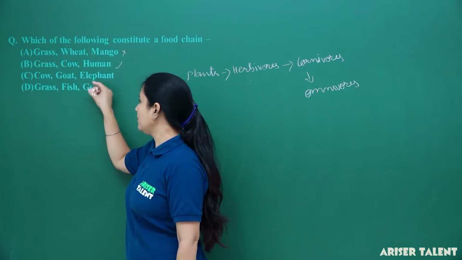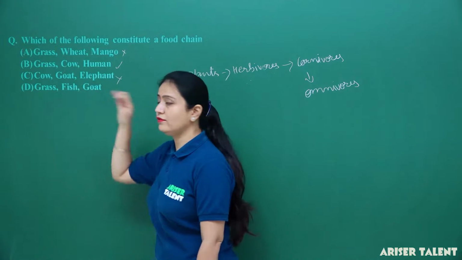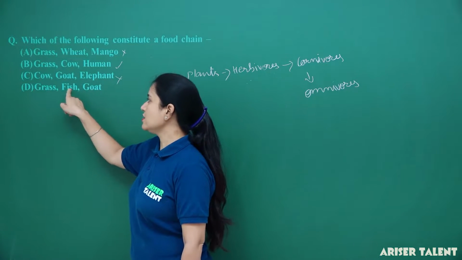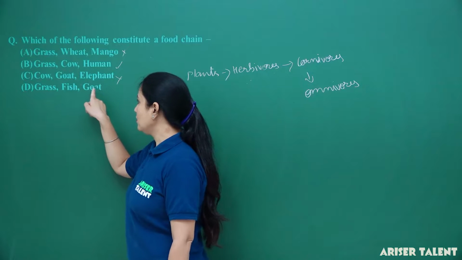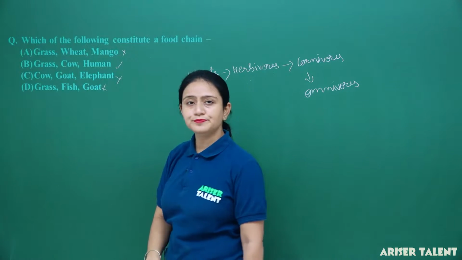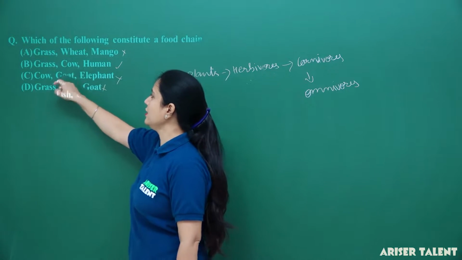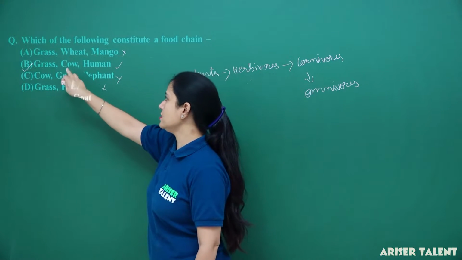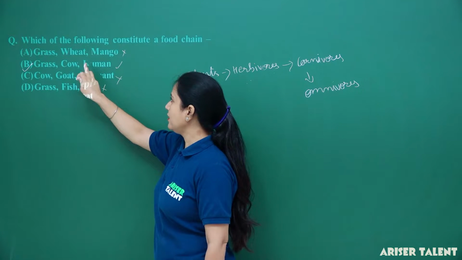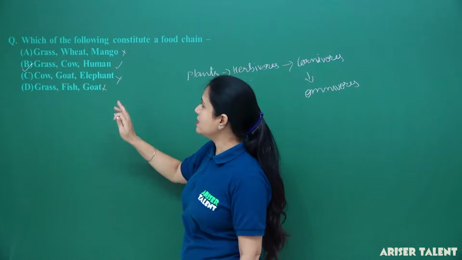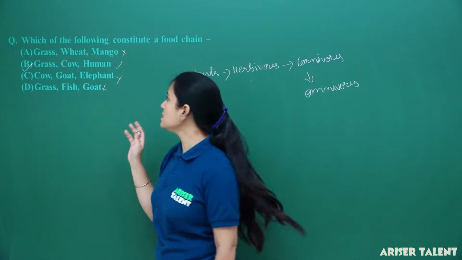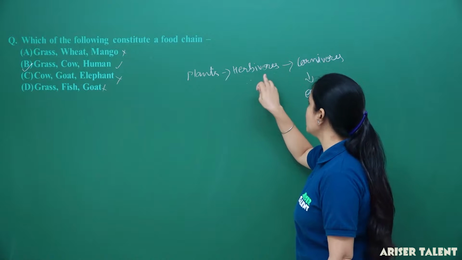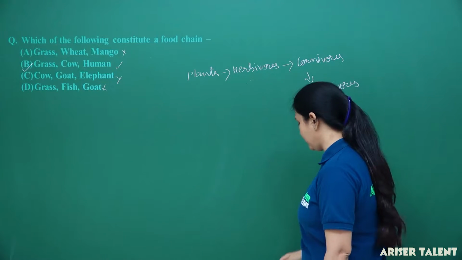Cow, goat, elephant, this is not a food chain. Generally a food chain starts from a producer, that is a plant only. Grass, okay. Fish does not eat grass, and goat does not eat fish. So this is the wrong option. The correct option here is B: grass, that is a producer, a plant, is eaten by the cow, and then it is hunted by human. Grass, cow and human means producer, then first consumer herbivore, then carnivore, then omnivore.